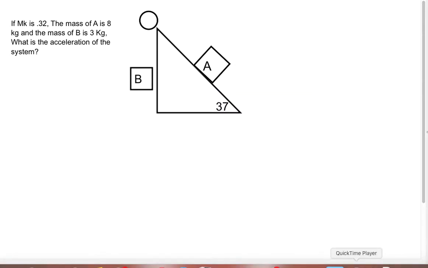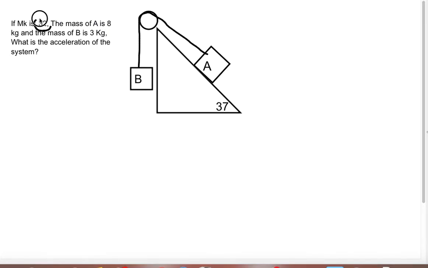Hi guys, we're going to be doing a problem that's very similar to the one we did on our quiz yesterday. In that problem we have a pulley, and that pulley is connecting two weights, one of which is on an inclined plane and the other which is just suspended in the air. So the first thing we need to do is look at what we're given.